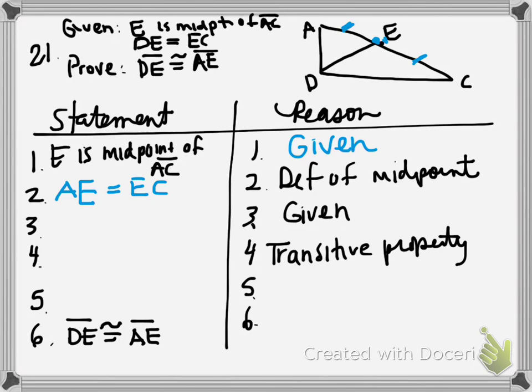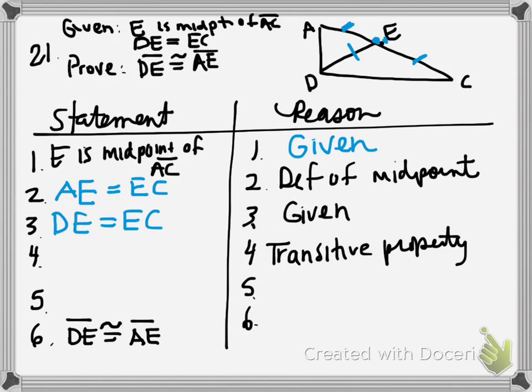Step 3, they tell us now to name the other given, which is DE is equal to EC. So I'm going to mark that in my picture. So DE is equal to EC. EC already has one tick mark, so DE should have one tick mark as well.